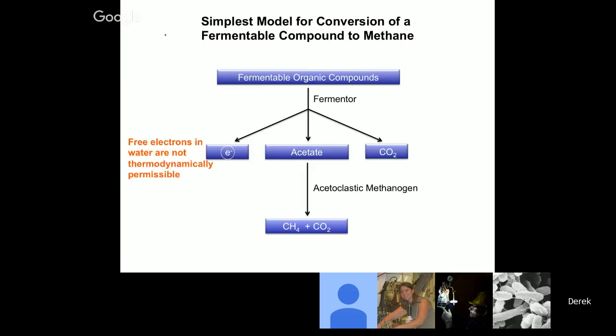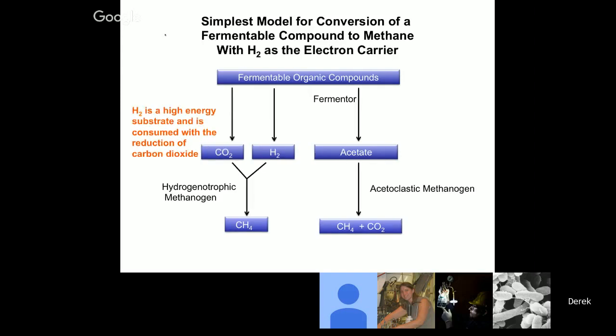And of course, it's not thermodynamically possible to just release electrons into water. Those cannot exist. So the microorganisms have to come up with a strategy for disposing of those electrons. And the common microbial solution is to use those electrons to reduce protons and form hydrogen gas. And this works out well in these communities because hydrogen is a high energy substrate that in a methanogenic environment is consumed with the reduction of carbon dioxide to methane by the hydrogenotrophic methanogens.